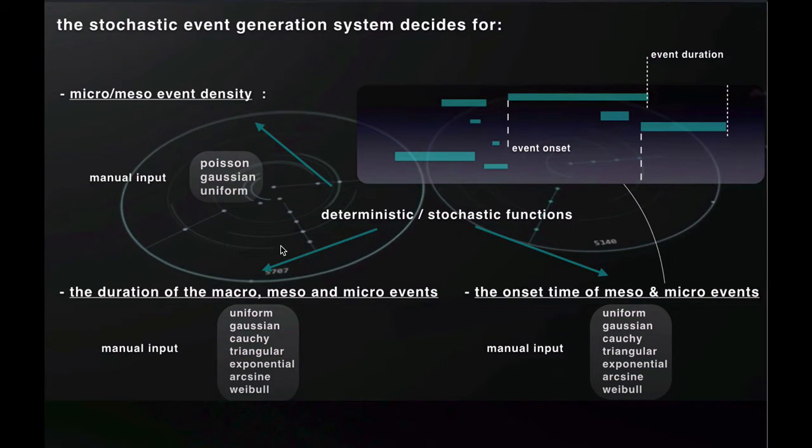On this figure, you can see some details about the stochastic methods which decide for the event generation system here. For instance, the micro and meso event space density can be calculated with these statistical functions here, called Poisson, Gaussian, and uniform distributions. Then each event can have its onset time and duration parameters, again calculated with statistical functions. And these functions are here: uniform, Gaussian, Cauchy, triangular, exponential, arcsine, and Weibull. Some of them also have their own parameters affecting the statistical function.